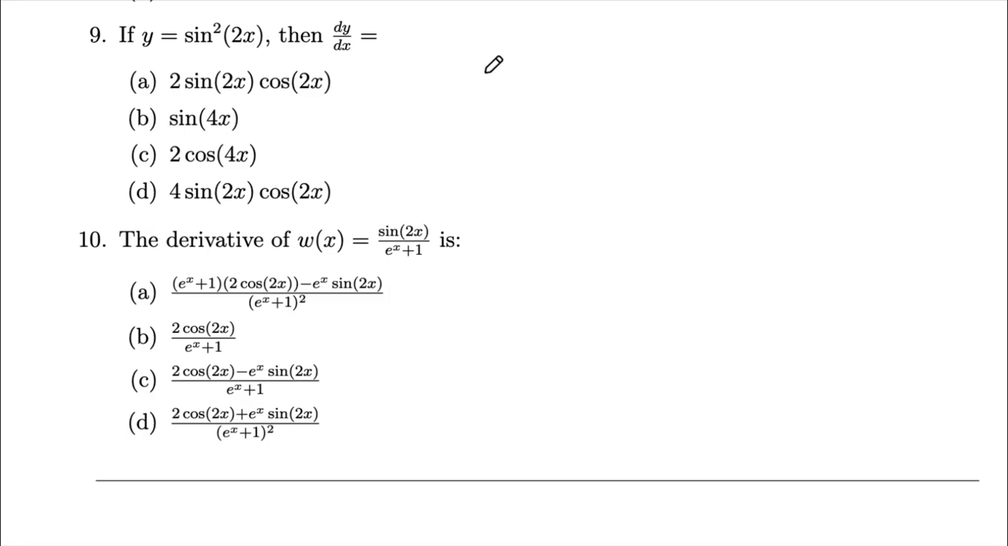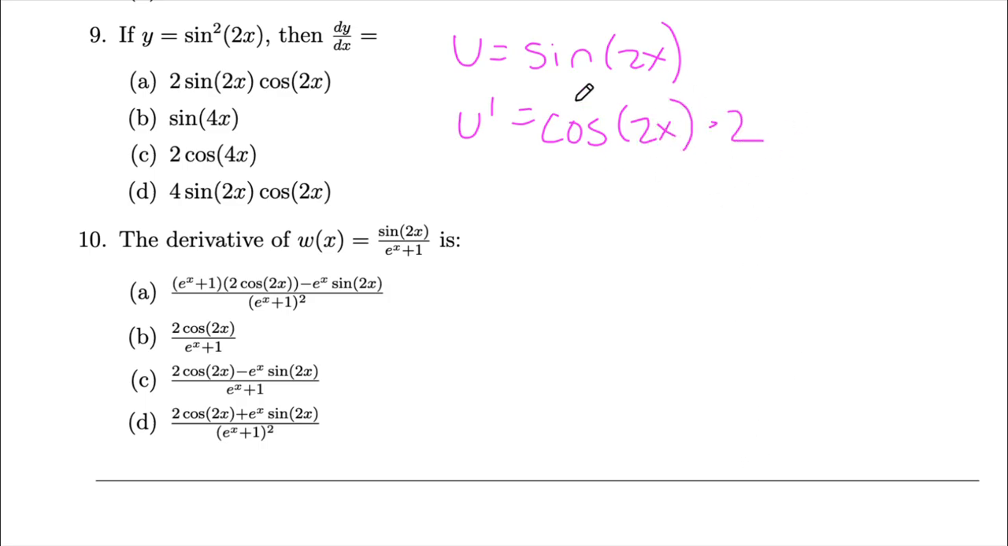So what I'm actually going to do is I'm going to let u equal sine of 2x. And then I'm going to go ahead and do u prime. So derivative of sine is cosine. And then I'm just going to remember to multiply by what's on the inside. So multiply that by 2. So again, I basically used the chain rule again there.